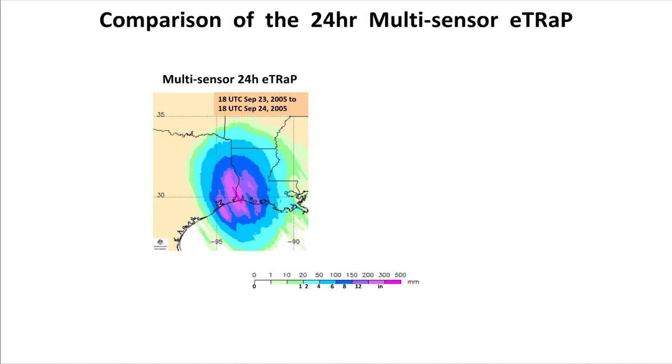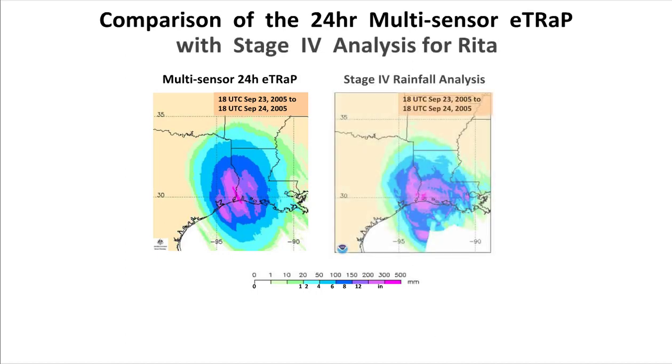Here's an eTRAP QPF from Hurricane Rita over a 24-hour period, and we'll have along with that the accompanying observed rainfall over the same time period from the Stage 4 rainfall analysis. It is readily apparent that eTRAP identified the region of greatest risk to heavy rain.